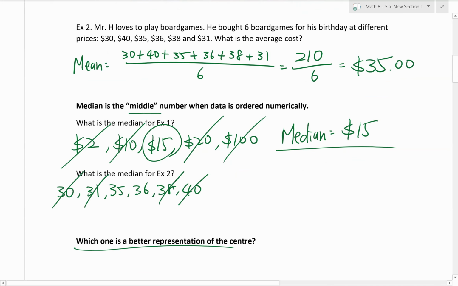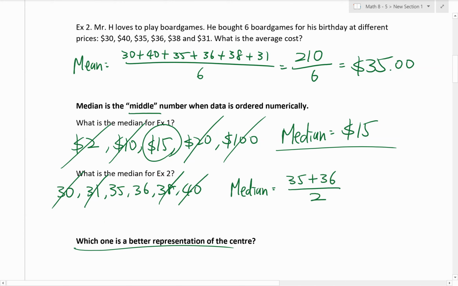So in this case, when we have an even number of data points, what we do is we cross out the ones from the back and front until we have two left in the middle. And what we do, you can take a guess, is we take the average of those two. We find the mean of those two numbers. So the average between 35 and 36 is going to be $35.5. That is the median for the second example.